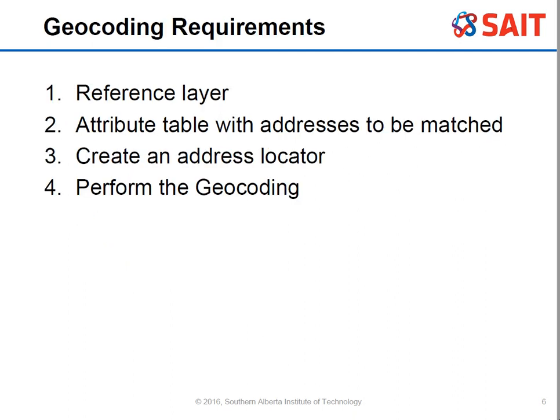So that leads to some of the requirements that we need. The very first thing that we need is a reference layer. Like I mentioned, we need something that has some spatial information that we can convert our address attribute to. We also need an attribute table with those addresses, so that's the number two thing that we need. And then we need to create an address locator. Sometimes there are built-in address locators, other ones we create. And then you actually perform the geocoding itself.